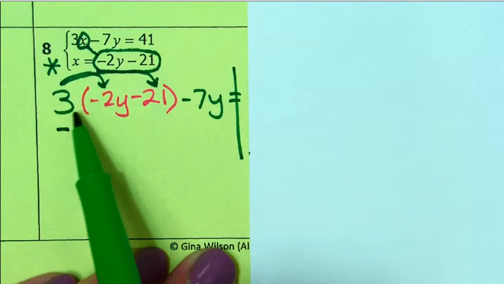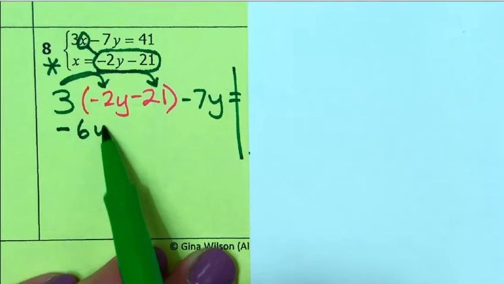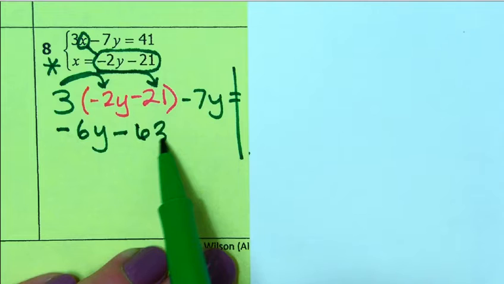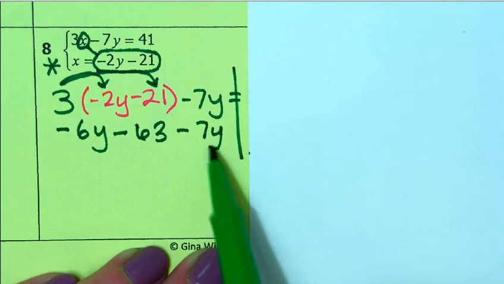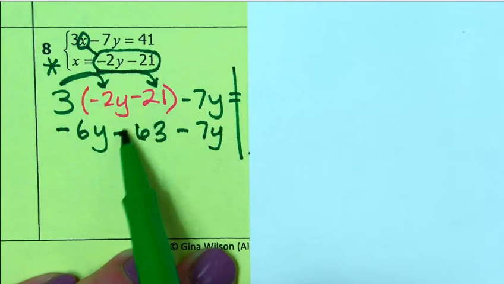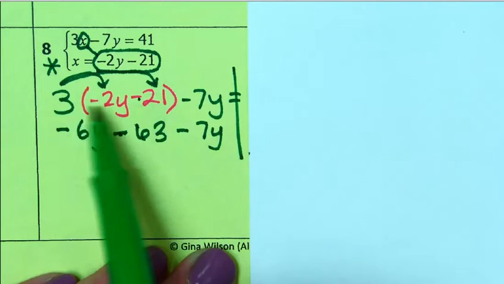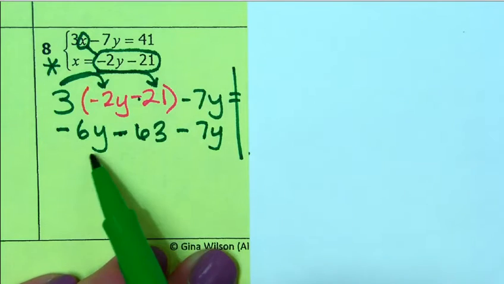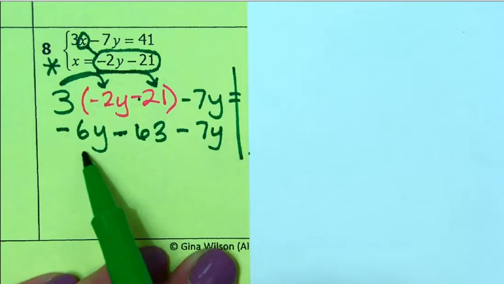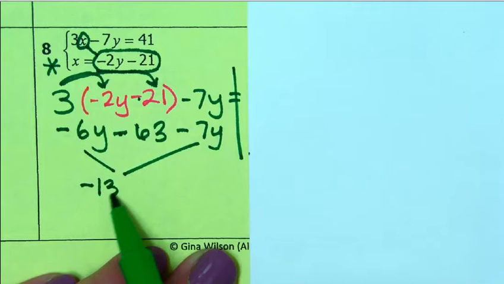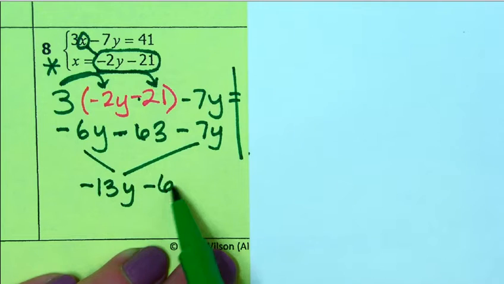So I have negative 6y minus 63 minus 7y. So don't forget that this minus sign comes down, or you can think of this as 3 times negative 21 is negative 63. I still have some things that I can combine together. I can take this negative 6y and this negative 7y and get negative 13y minus 63.